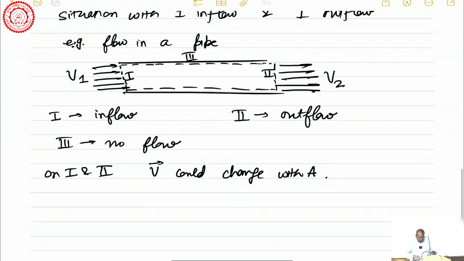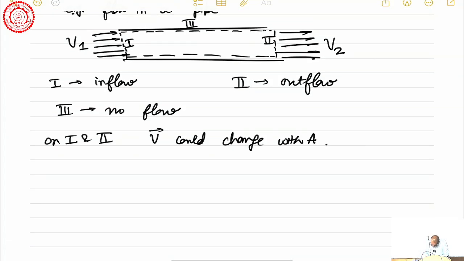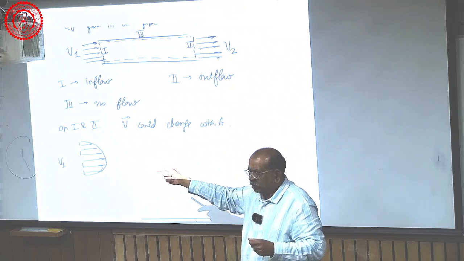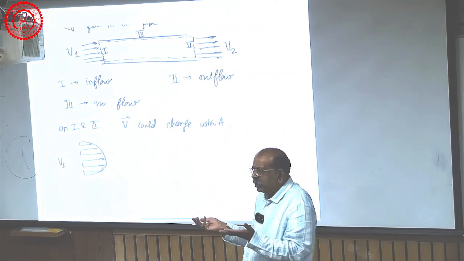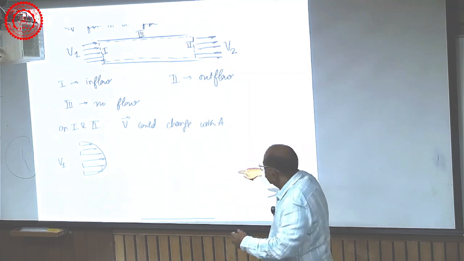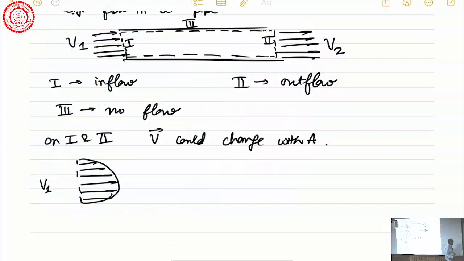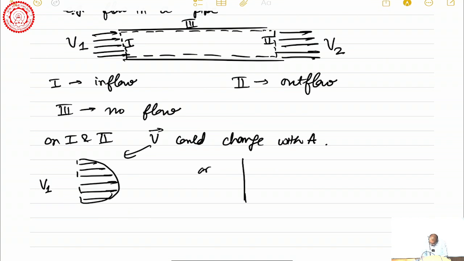So, for example, at this surface 1, if V1 is given in this form, that means it is 0 at the wall, it is some value, and this distribution is given. So this is how V is changing with A. It could have some other form, it could be something like this, a flatter one, or we could have a case like this which I have shown.